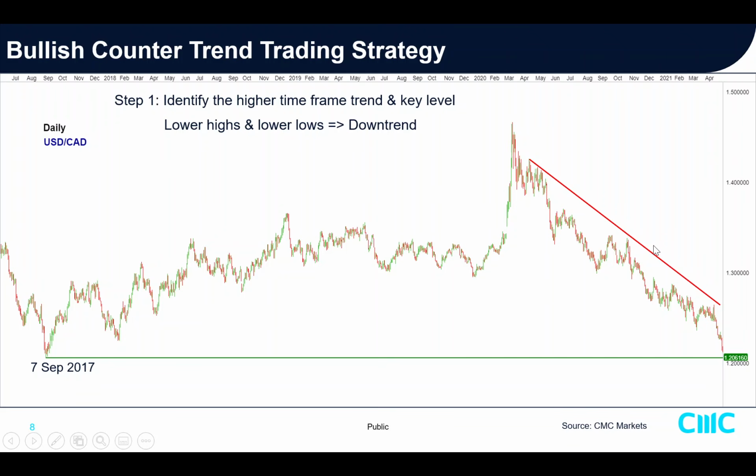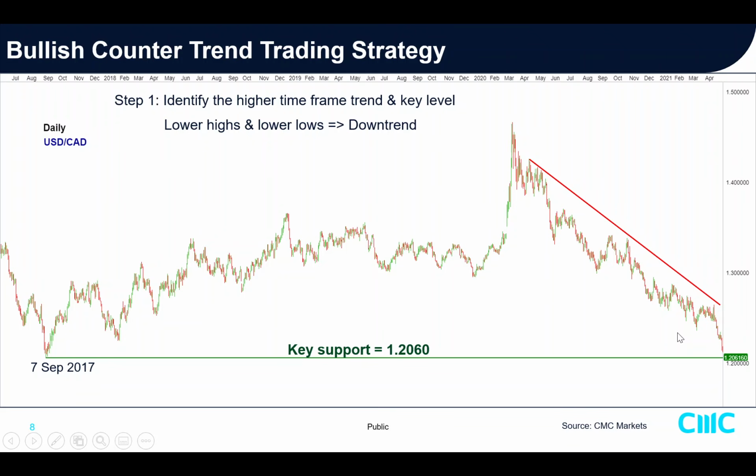But this downtrend is now coming to a key support level, which is the major swing low of 7th of September 2017, which is about a 2.5 year low. And why is it a key support? Number one, in terms of duration, it was formed 2.5 years ago. And after this swing low was formed, you can see the dramatic price increase of dollar CAD. So we know there's this key support level that may stop this downtrend.